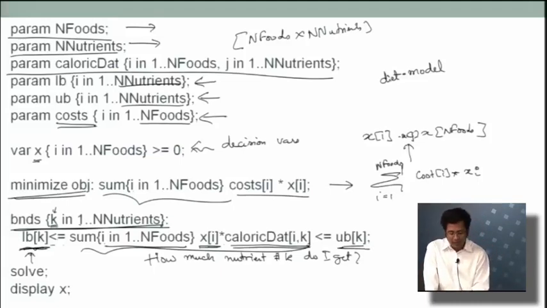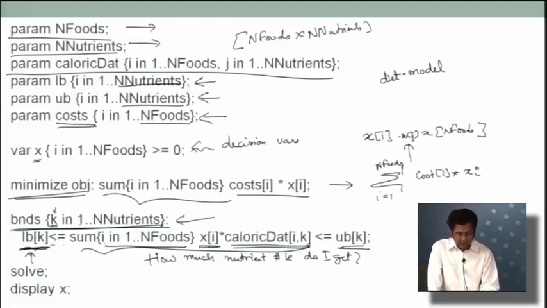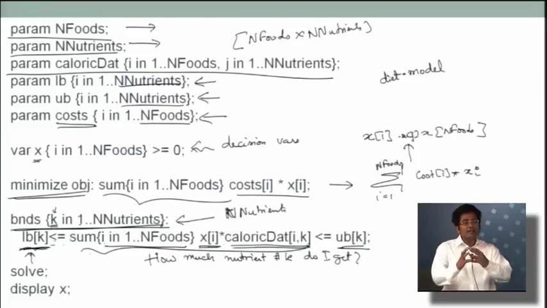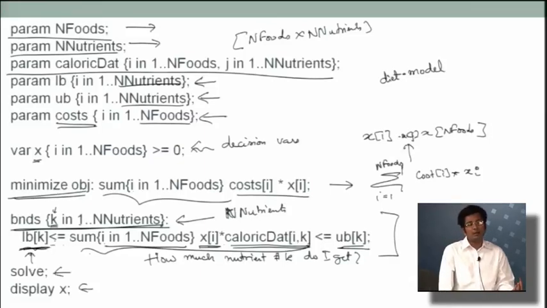So you can say LB of k less than or equal to the amount of nutrient I get, less than or equal to UB of k. And this is a template that expands into n nutrients constraints. It's not a single constraint, it's n constraints that has been condensed into one single expression. Okay, I solve, I display x, and I'm done.